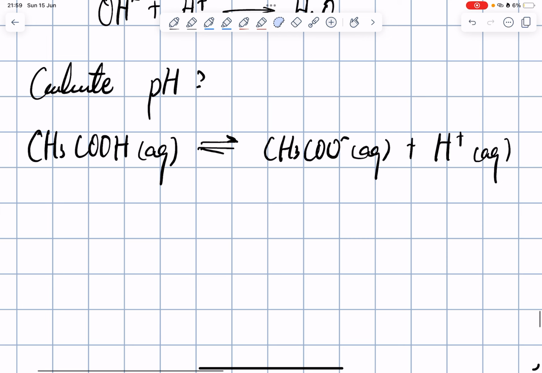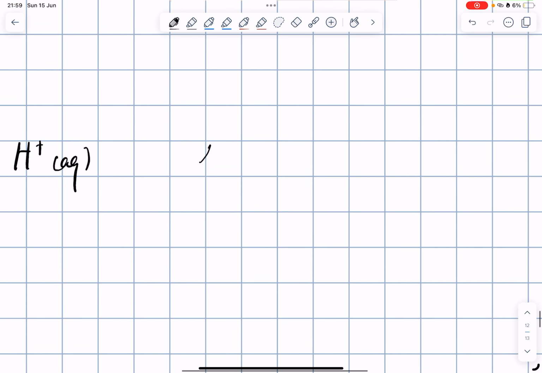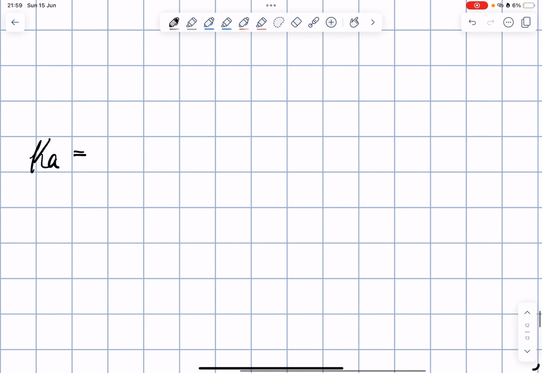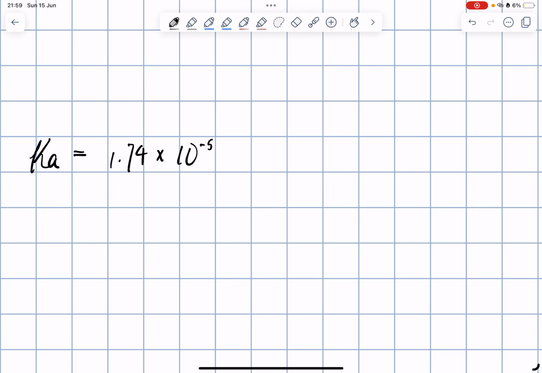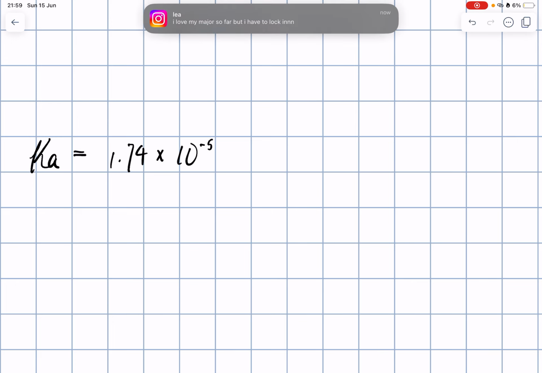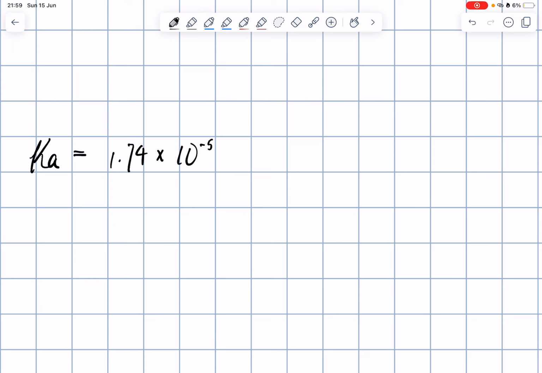Here we have Ka for this. Okay, Ka equals 1.74 times 10 to the power of negative 5 mole per decimeter cubed.